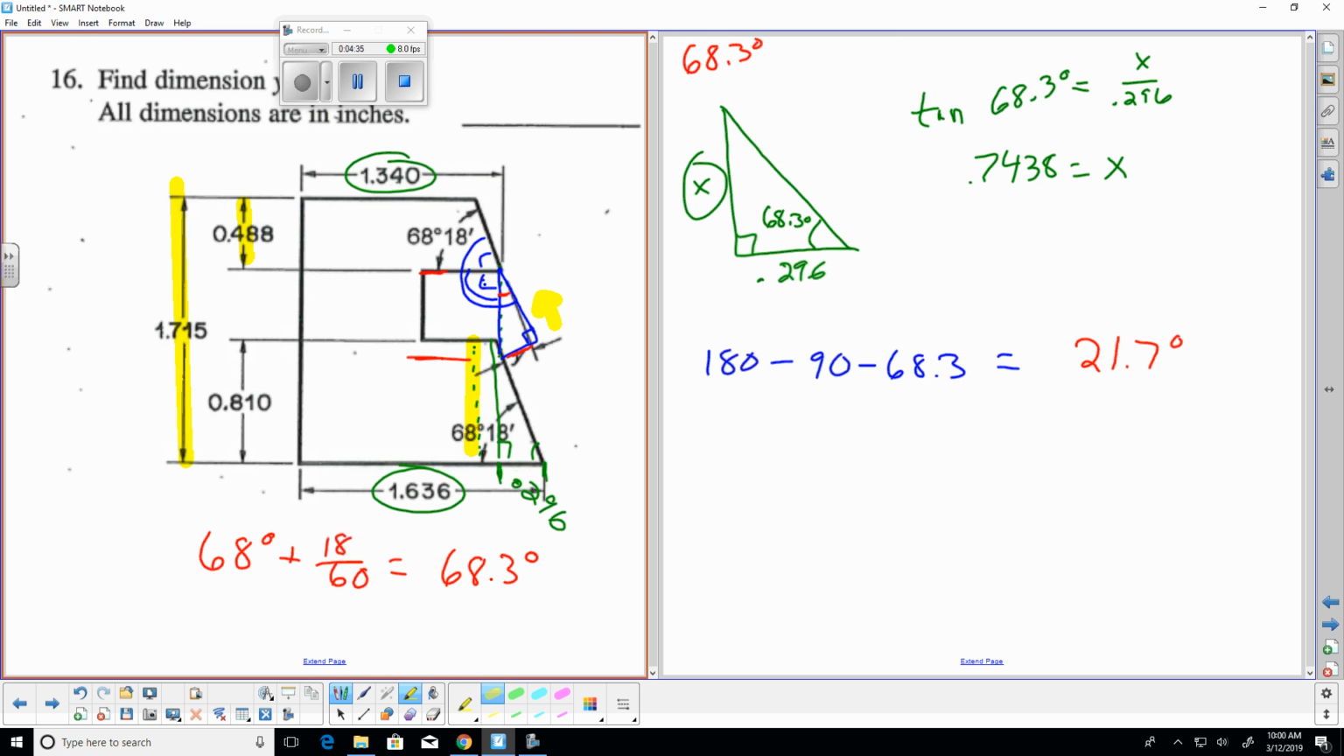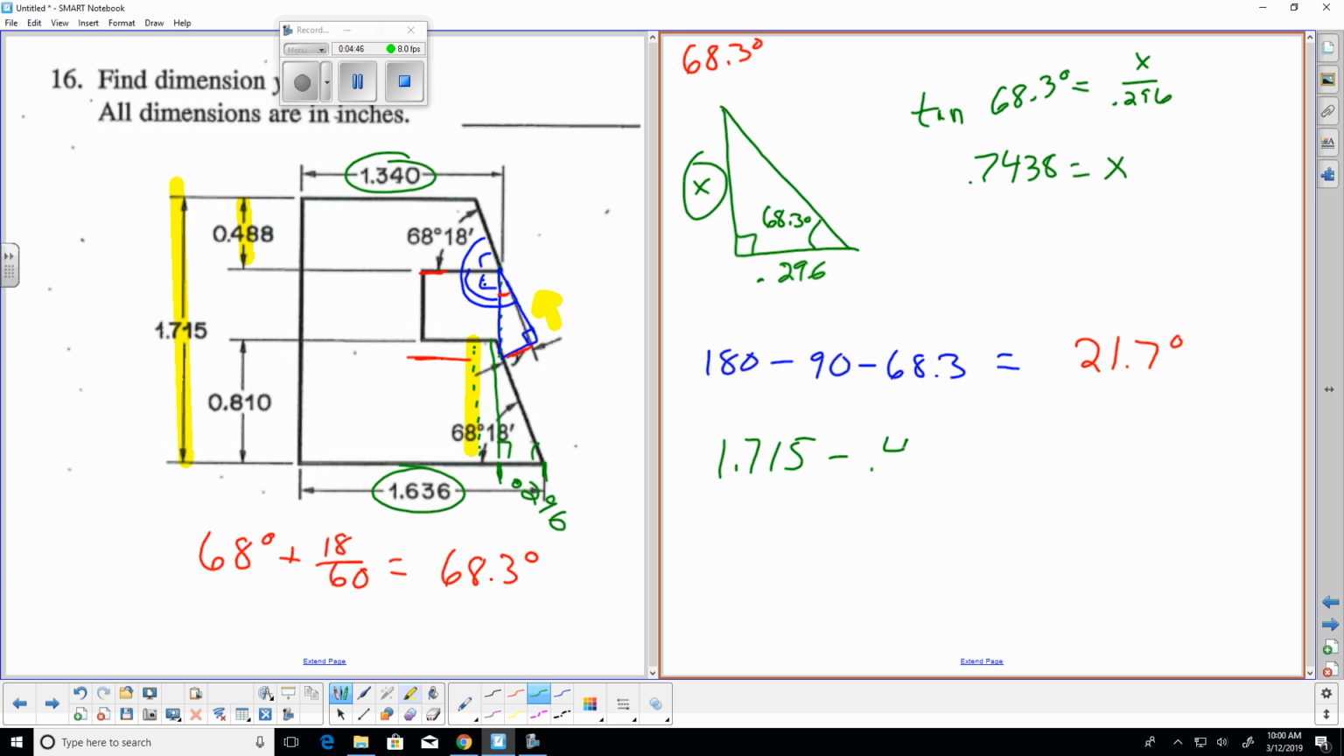Okay, all right, so if I go big guy, which is 1.715, take away the 0.488, take away this guy, which is 0.7438, and that's going to give me a result of 0.4832. Okay, so if you look at my blue triangle now I'm ready to roll with this thing. I got an angle, I got a side, and I'm ready to go.